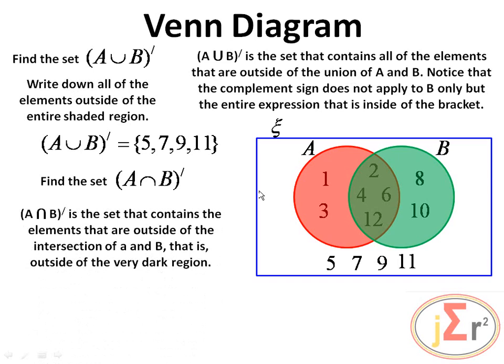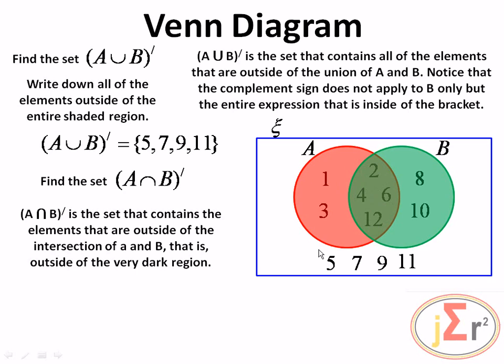A intersection B all complement is a set that contains the elements that are outside of the intersection of A and B. That is, outside of the very dark region. So this is a region that represents the intersection. We want the complement of the intersection. That is, all of the elements that are not in this region.